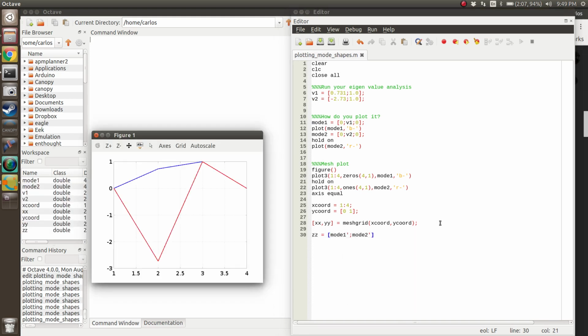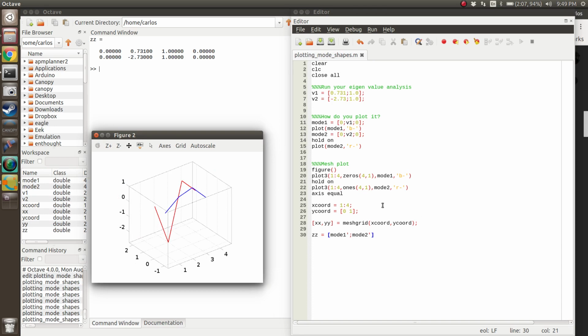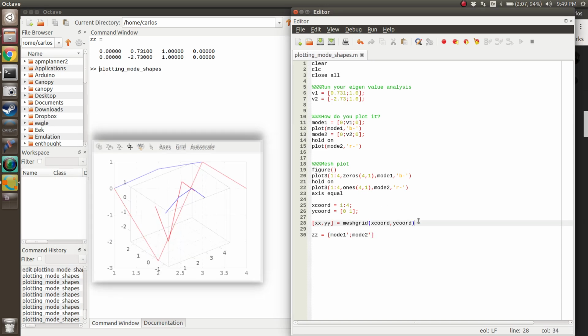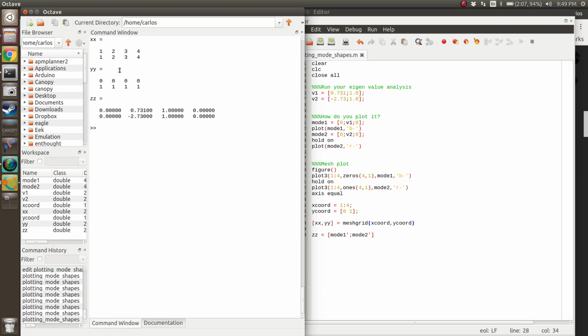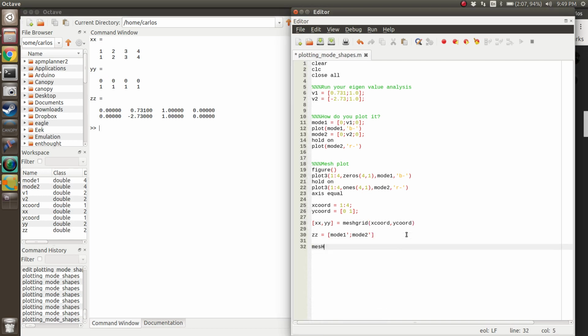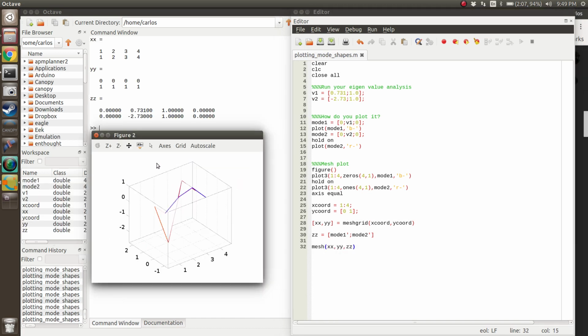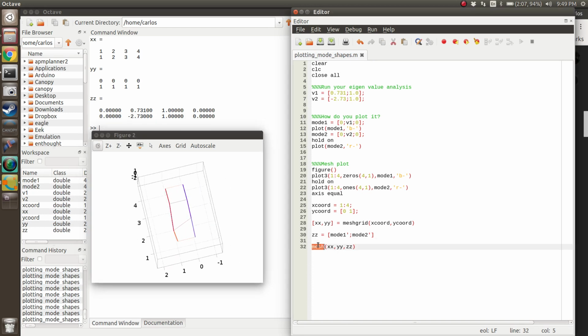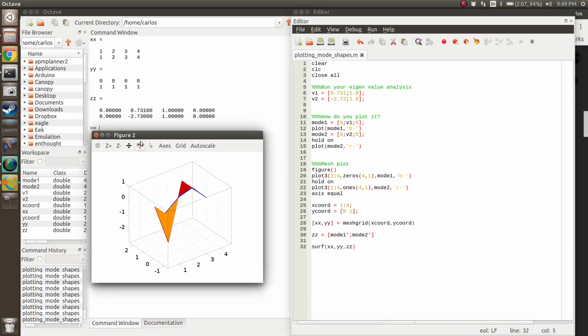did I put a semicolon? I did. Now I have my x coordinates, my y coordinates, and then I have my z coordinates. And so now I can do mesh of XX, YY, ZZ, and then, okay, this is kind of lame, but let's do surf, so it's colored in and you can actually see it. But there you go. There are my two modes. Now this is just for two modes, so if you had more modes, you could do more.